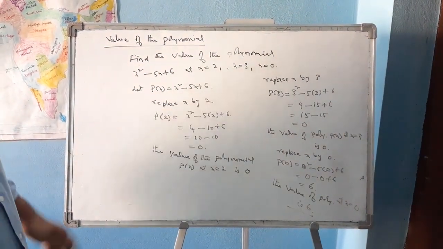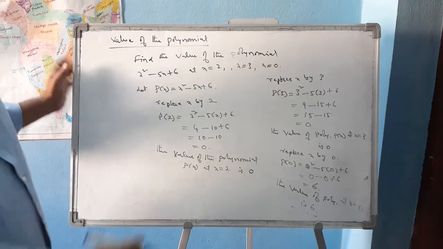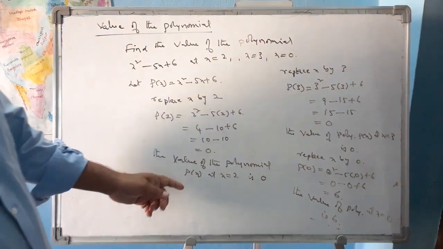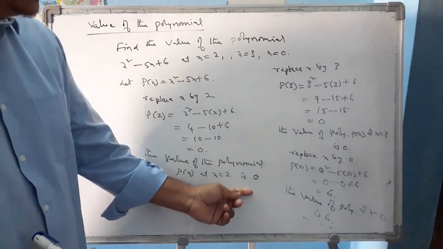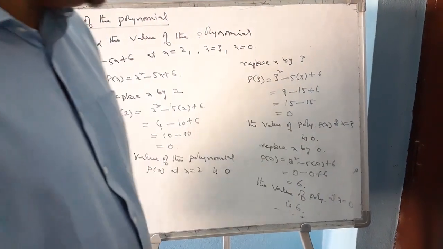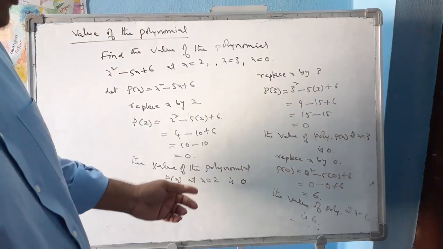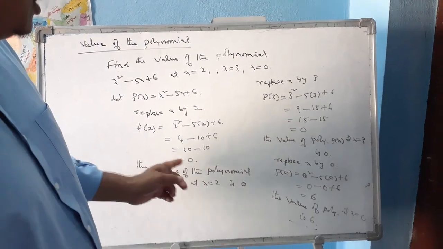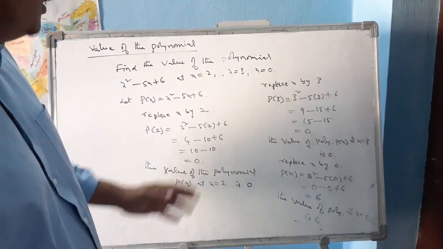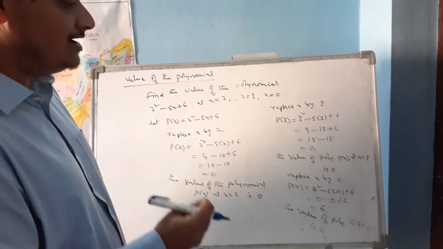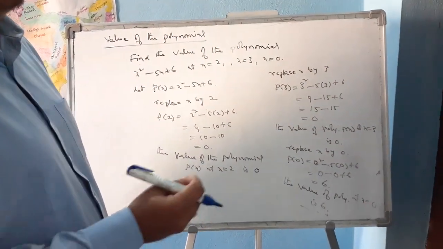In this problem, the value of the polynomial p of x at x equal to 2 is 0, and at x equal to 3 is also 0. In these two cases, the value of the polynomial is 0. So these 2 and 3 are known as the zeros of the polynomial. Zeros of the polynomial means the value of the polynomial should be equal to 0.